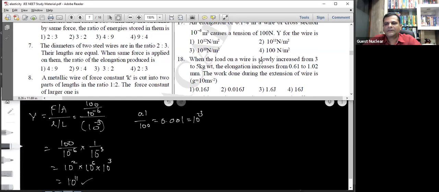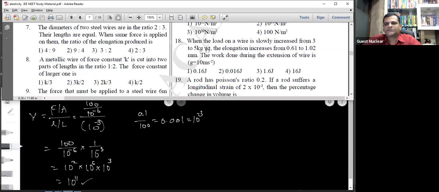We can see clearly. Yes, चलो 18th वाला करो एक बार ठीक से। When the load of wire is slowly increased from 3 kilogram weight to 5 kilogram weight, the elongation increases from 0.61 to 1.02 millimeter. Then work done during the extension of the wire is, yes.